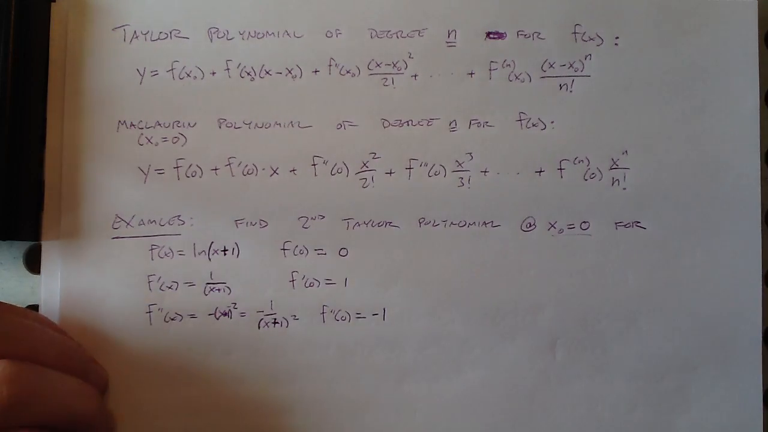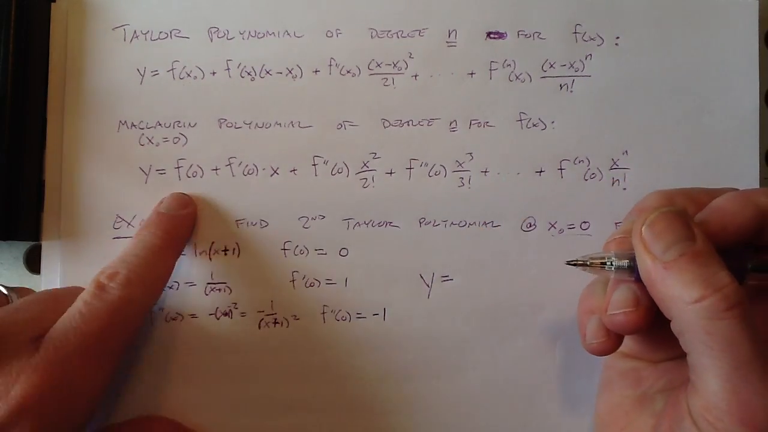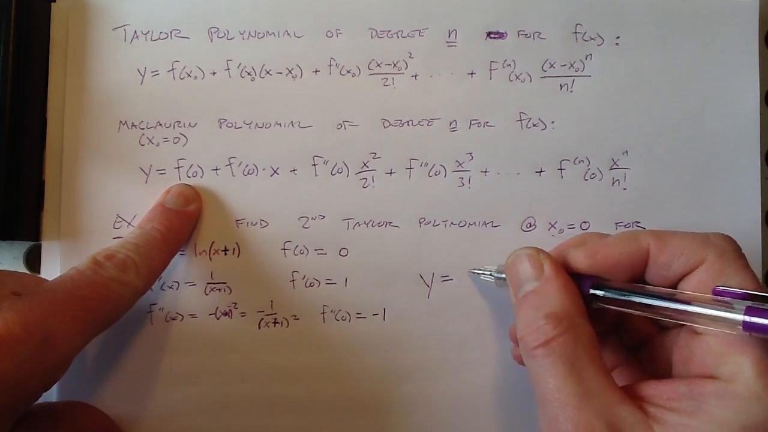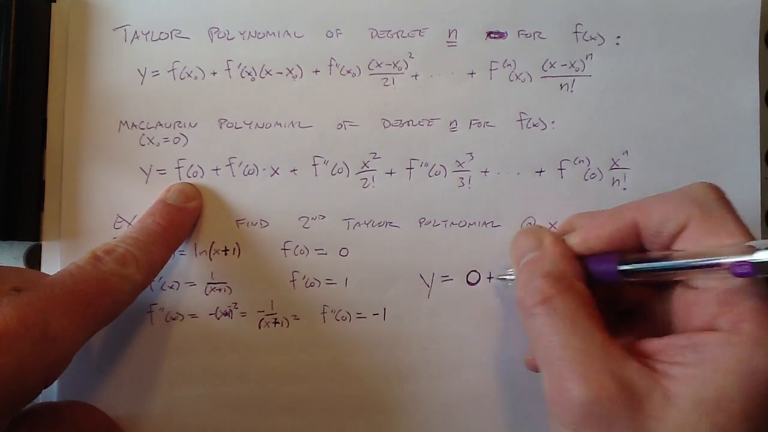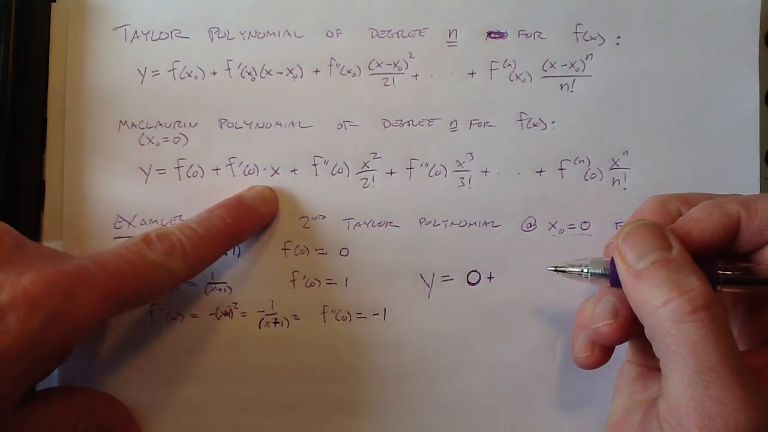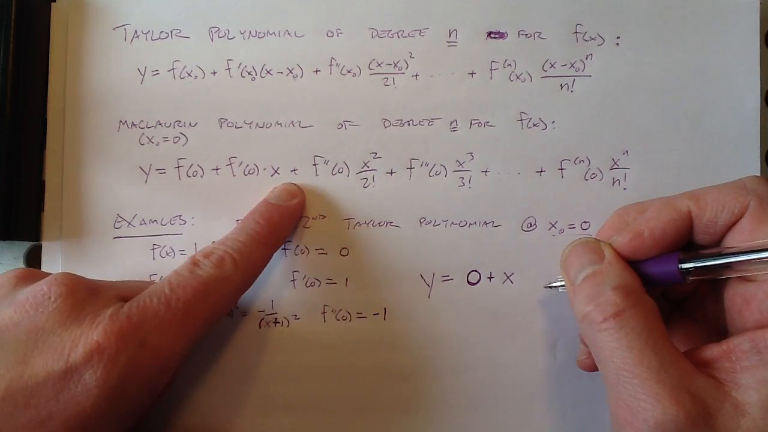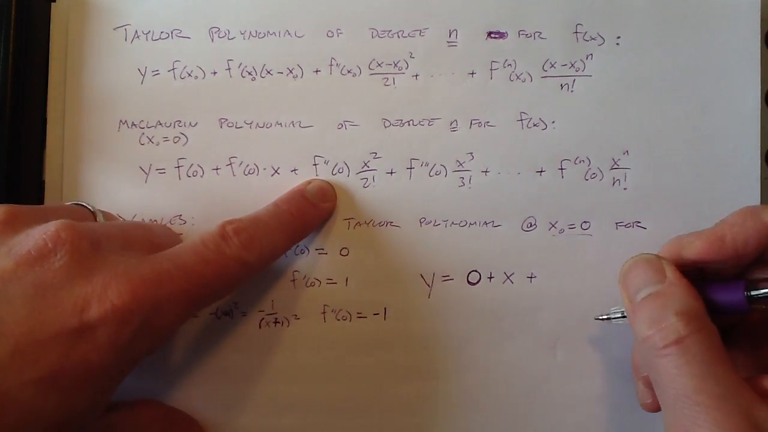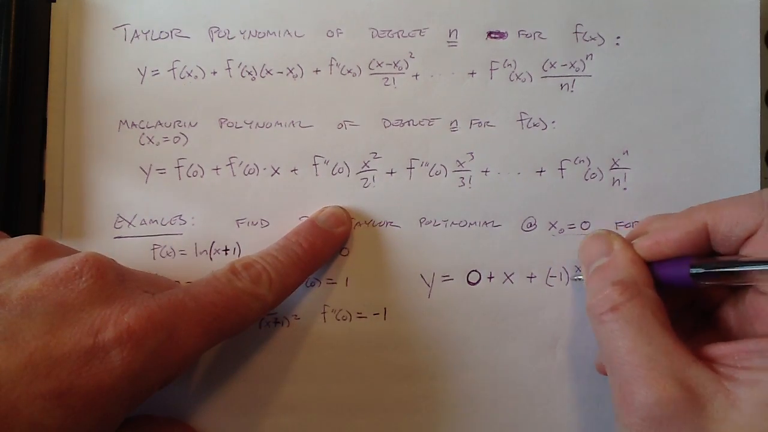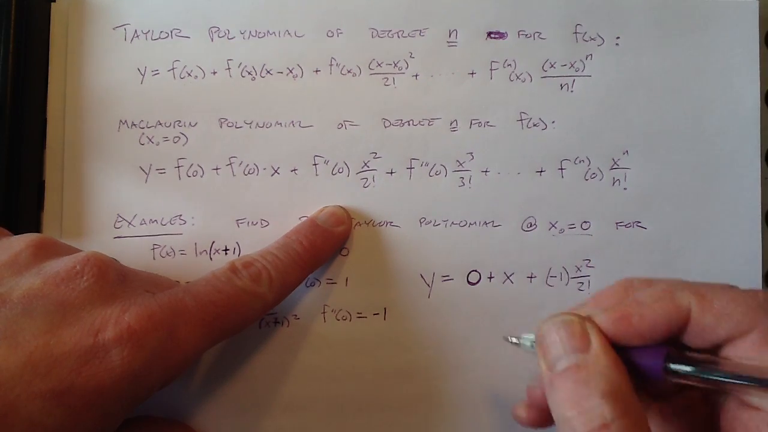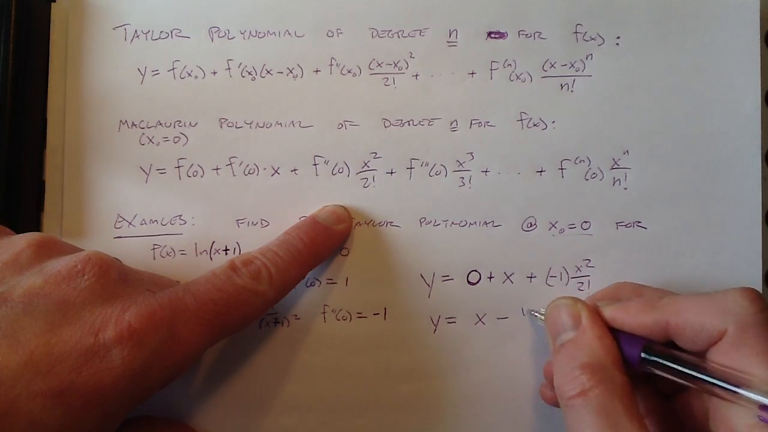Okay, so now we're just going to follow this recipe. So my second Taylor polynomial is y equals the value of the function, which is just 0. I'll write it here. Of course, you don't have to write the 0. Plus the first derivative times x. The first derivative is 1. Plus the second derivative, which is negative 1, times x squared over 2 factorial. So just simplifying that a little bit, and that's going to be x minus x squared over 2.